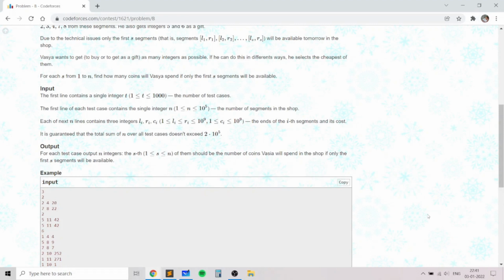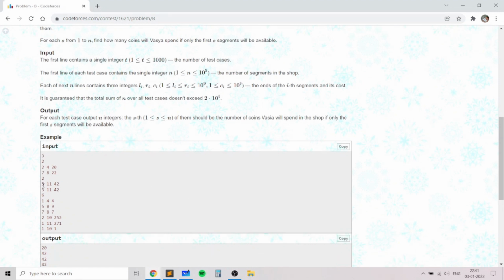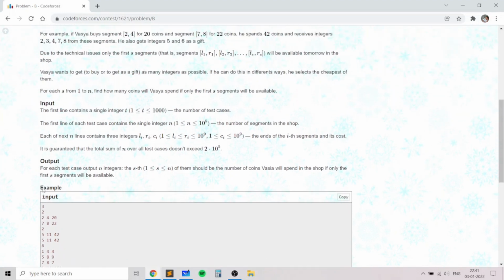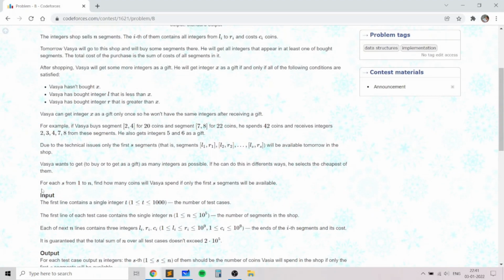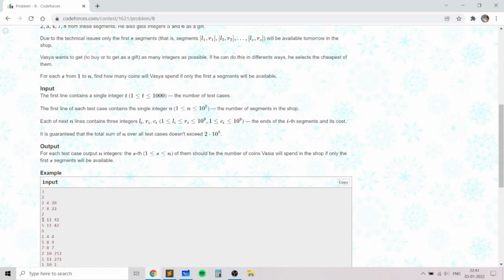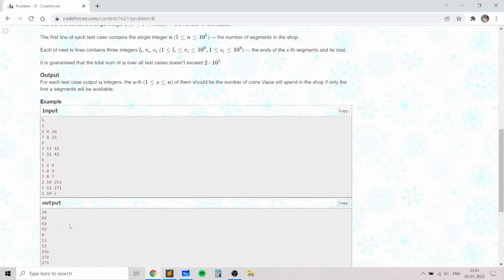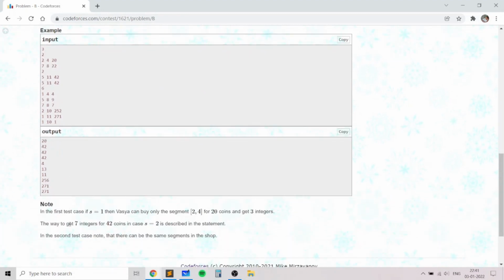And in the second example, initially we have one segment from 5 to 11 with cost 42, so obviously we would print 42. The second segment is redundant and is not necessary, because even in that case the integers which Vasya will get as a gift will be from 5 to 11. So 42 would be the output for the second example.